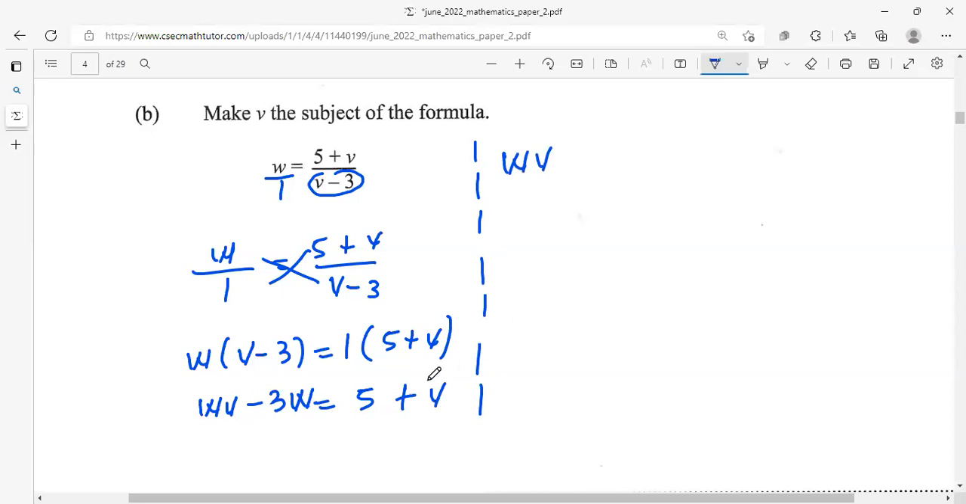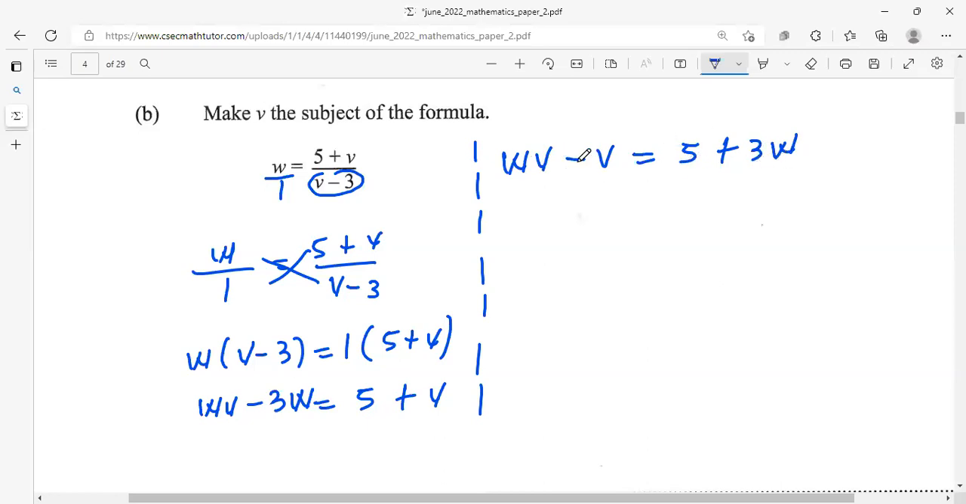Now, this is positive V. You carry it over, it becomes negative V. Everybody see that? It's equal to 5. Now, this is negative 3V. When you carry over, it becomes positive 3W. Sorry, W. Now, I have WV minus V, right? WV minus V is equal to 5 plus 3W.